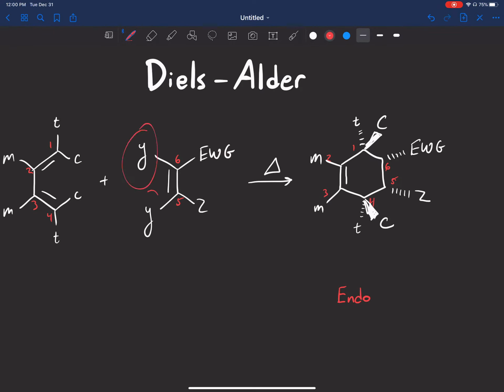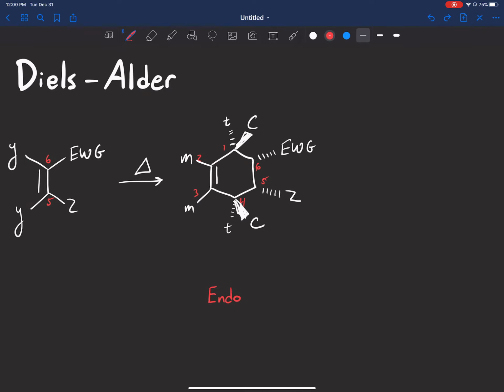These Y groups are on opposite sides of the double bond from the electron withdrawing group and our Z group. So if our electron withdrawing group is dashed, we make that Y group wedged. And we'll do some practice problems because I know that with these M's, T's, C's, Y's, and Z's, it's a little bit hard to see. And so that's the endo product.